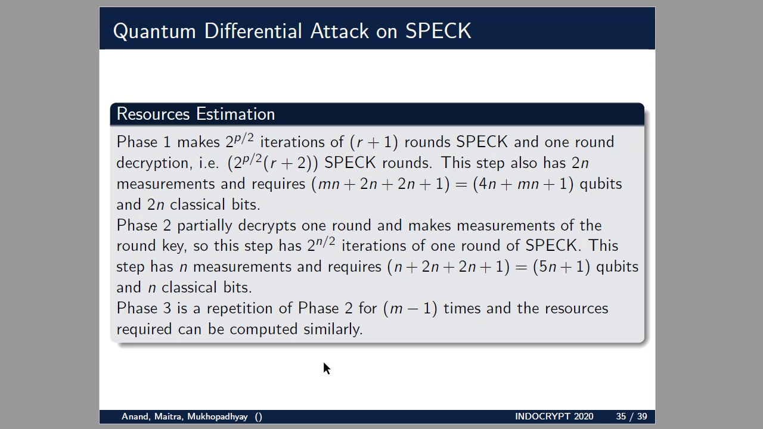Now the resource estimations. Phase 1 makes 2 to the power p by 2 iterations of r plus 1 round SPECK and 1 round decryption. So we have these many SPECK rounds. This step will have 2n measurements and requires these many qubits and 2n classical bits. Phase 2 partially decrypts 1 round and makes measurement of the round key. So this step has 2 to the power n by 2 iterations of 1 round SPECK and has n measurements and will require these many qubits. Phase 3 is a repetition of phase 2 for m-1 times and the resources required can be computed similarly.